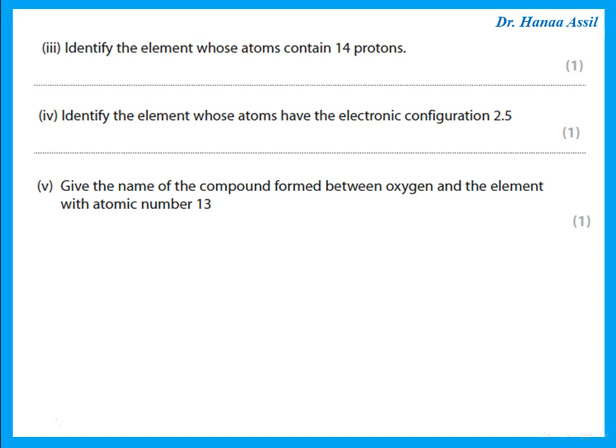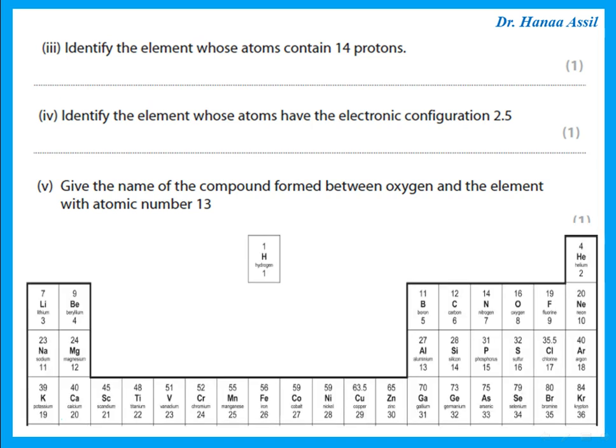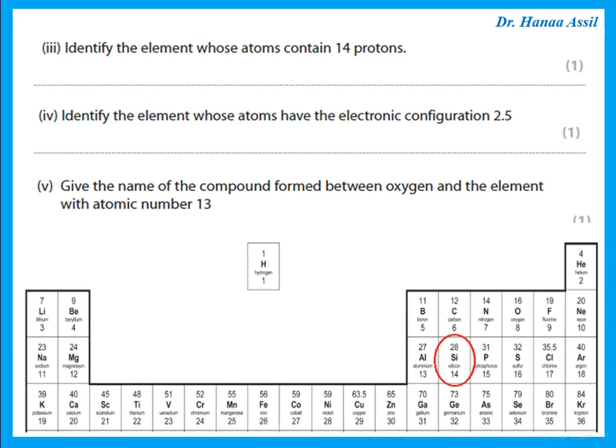The next question says, identify the element whose atoms contain 14 protons. Again, 14 protons, that means the atomic number is 14. That means the small number is 14. So which one has atomic number 14? That is silicon.